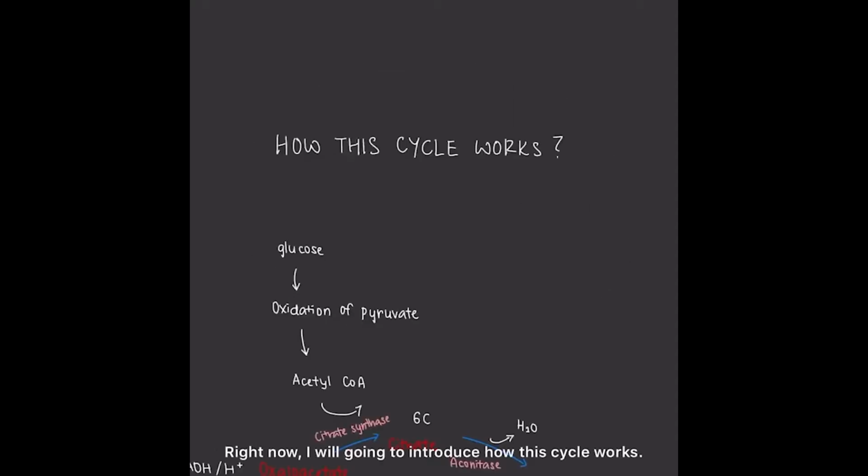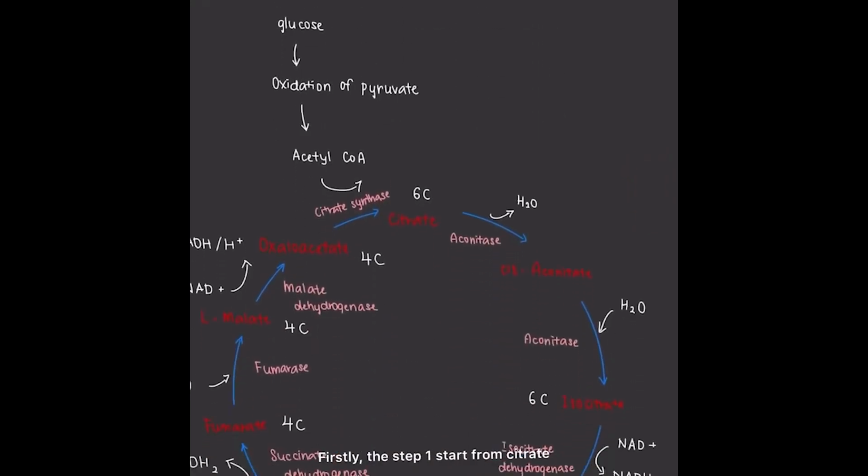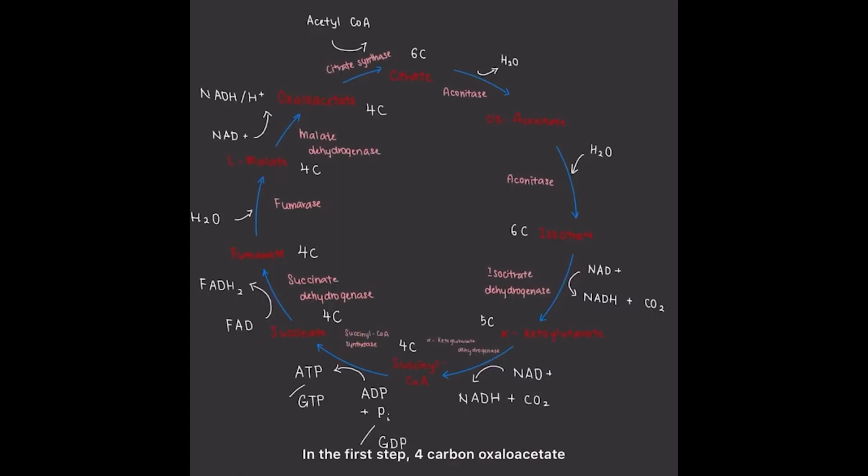Right now, I am going to introduce how this cycle works. The Krebs cycle has a total of 8 steps. Firstly, step 1 starts from citrate. Citrate comes from the glucose we intake. The glucose we intake will undergo oxidation of pyruvate and become acetyl-CoA. In the first step, 4-carbon oxaloacetate will combine with acetyl-CoA, undergoing citrate synthase, to become 6-carbon citrate.